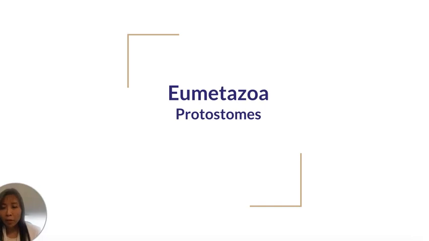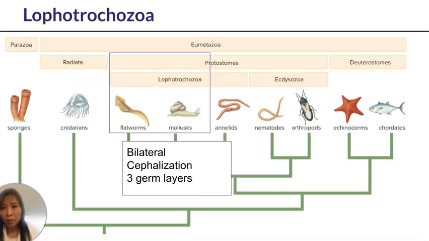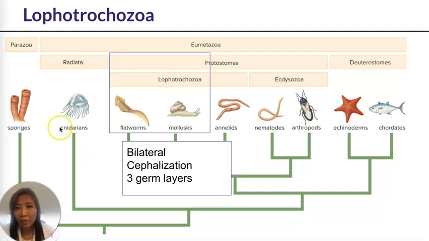So let's move on to the next branch of evolution, which is the protostome. There are quite a lot of phyla in the protostome. So we'll start off looking at the Lophotrochozoa, which includes the flatworms and the mollusks. And what we observe here is the evolution of bilateral symmetry, as well as cephalization, that is the formation of the brain, the nerves, and different sensory cells, as well as moving from 2 germ layers to 3 germ layers.